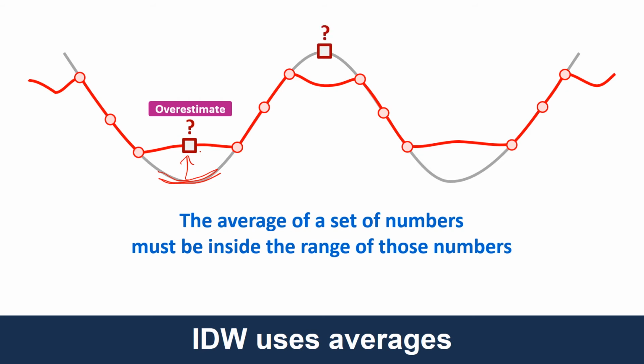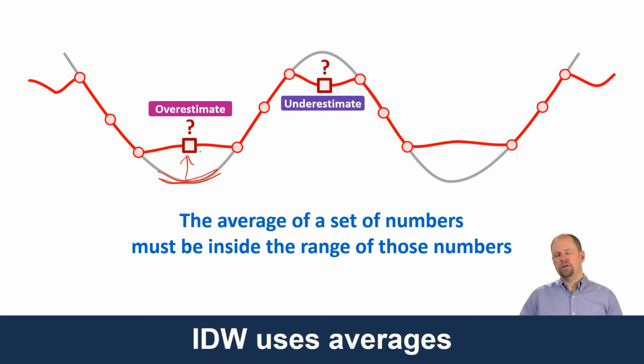Same thing with the top of the mountain: that's going to get pulled down to be inside the range of our weightings, and I'm going to get an underestimate from that. And so again, this is just something to be aware of. It doesn't mean you should never use IDW. It just means that when you're looking at your results, you may end up with values that are over or underestimating.